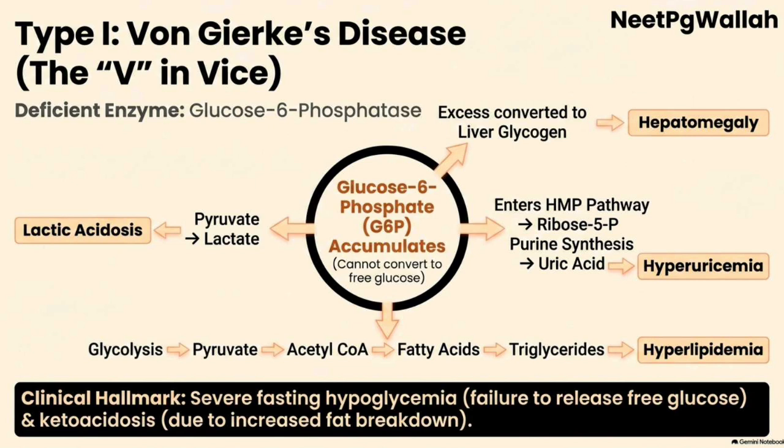But the G6P has to go somewhere else too. More G6P enters the HMP pathway, creating more ribose 5-phosphate, more purine synthesis, and ultimately high uric acid, known as hyperuricemia. The G6P also gets shoved down the glycolysis pathway, turning into pyruvate and then lactate, causing lactic acidosis. And finally, that pyruvate also converts to acetyl-CoA, turning into fatty acids and triglycerides, leading to hyperlipidemia and even ketoacidosis from increased fat breakdown. It all stems from that one single bottleneck.